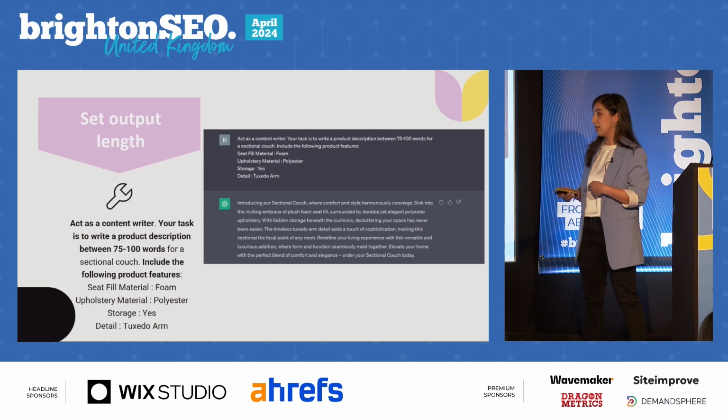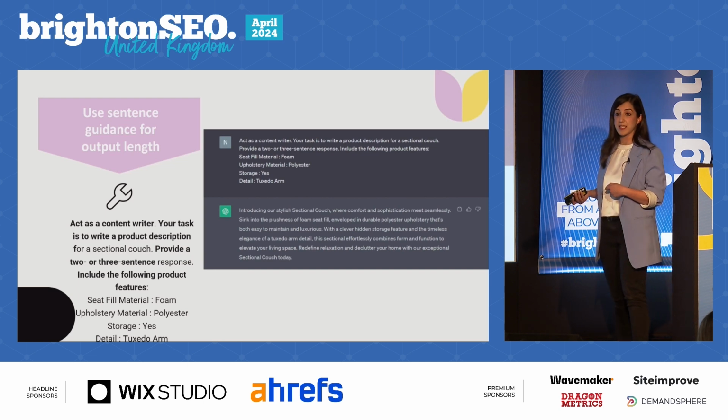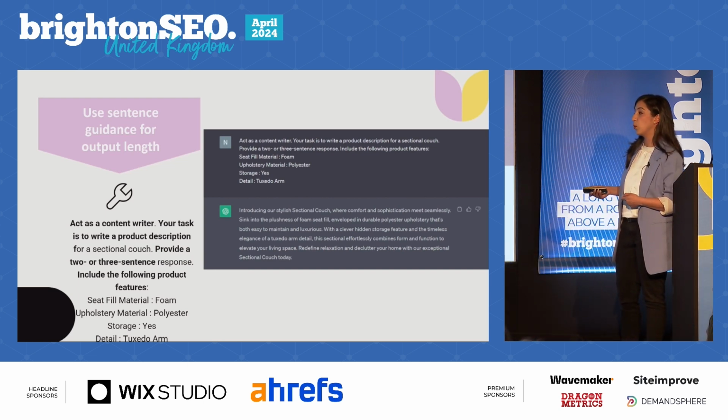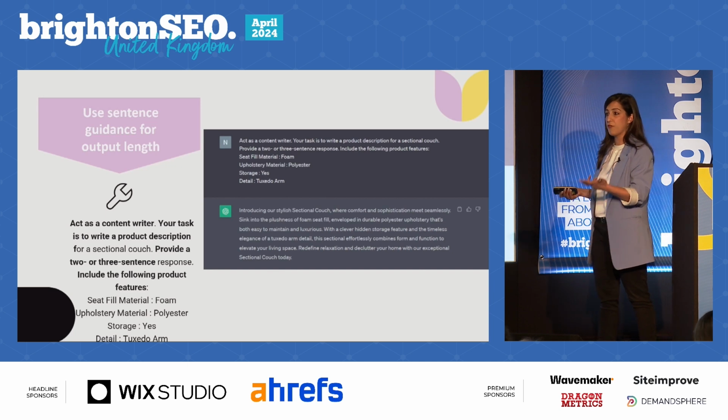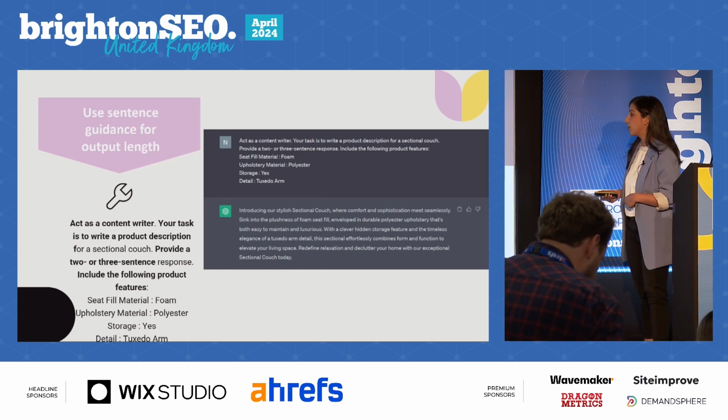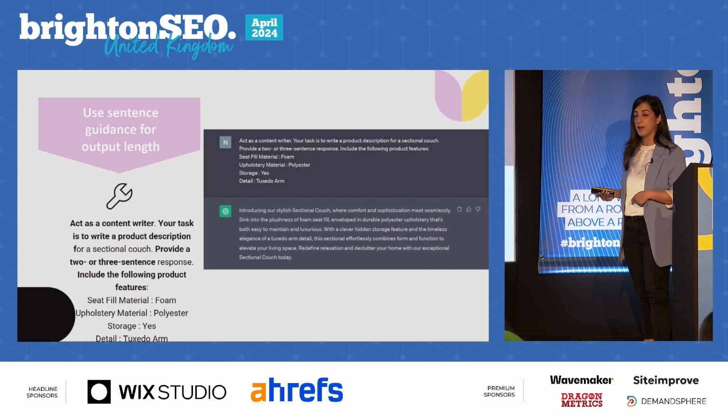So, as a tip, try to use sentence guidance. Write a prompt by saying that you want it within 2 to 3 sentences or 4 sentences. And this is where it's going to publish 3 sentences.